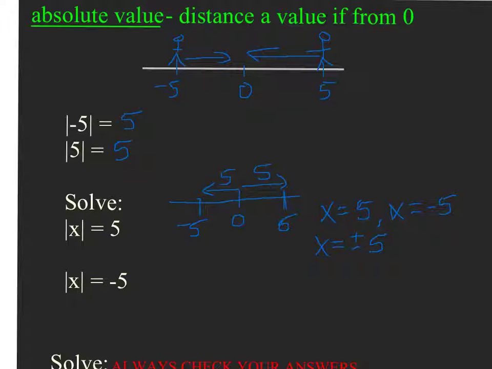If we look at this next problem where the absolute value of x is -5, it's saying, okay, you're at 0. Now something is -5 away from 0, which is actually impossible. This is a no solutions problem.